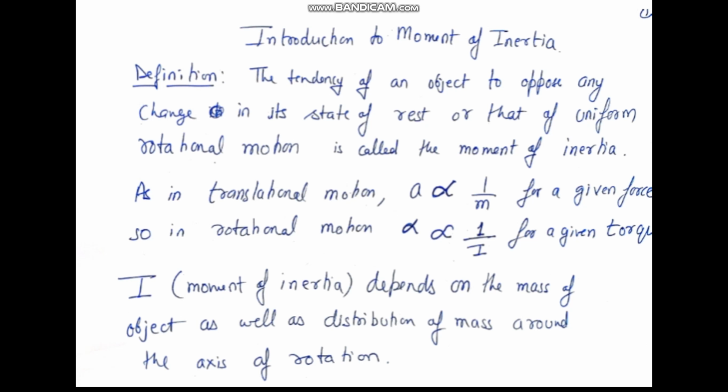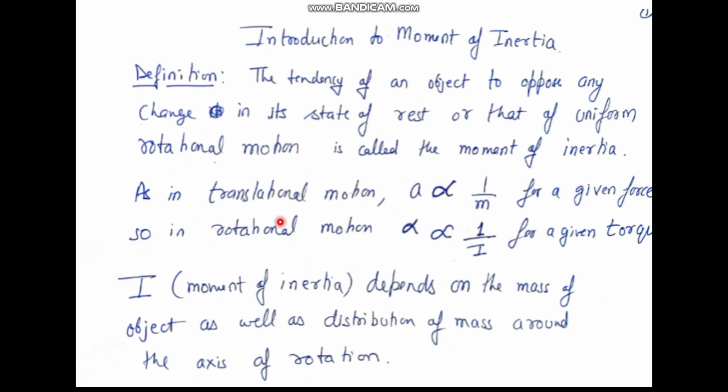Now if we come to rotational motion, when we want to set an object into rotational motion, we need to apply a torque. Torque is the turning effect of force. So when we apply torque to an object, it starts rotating, and we say that the object has an angular acceleration. Now for a given torque, if the moment of inertia of an object is higher, it will have lesser angular acceleration. So we say that every object has a tendency to oppose any change in its state of rest or that of uniform rotational motion, and the measure of this tendency is what we call moment of inertia.